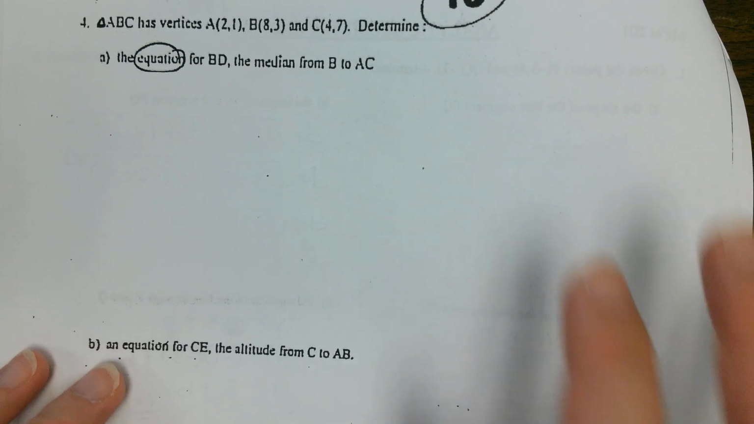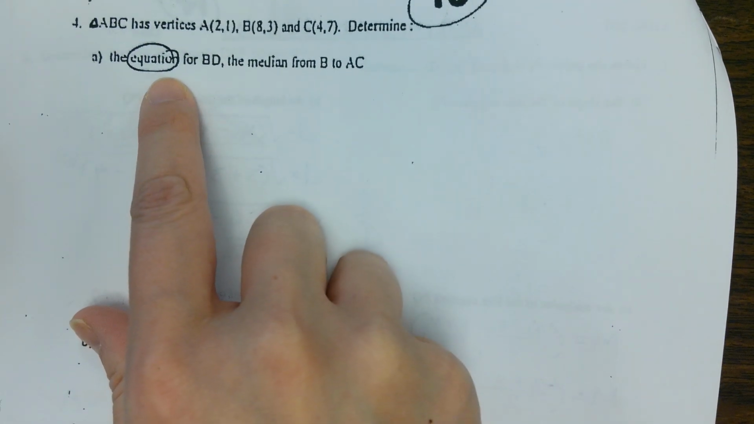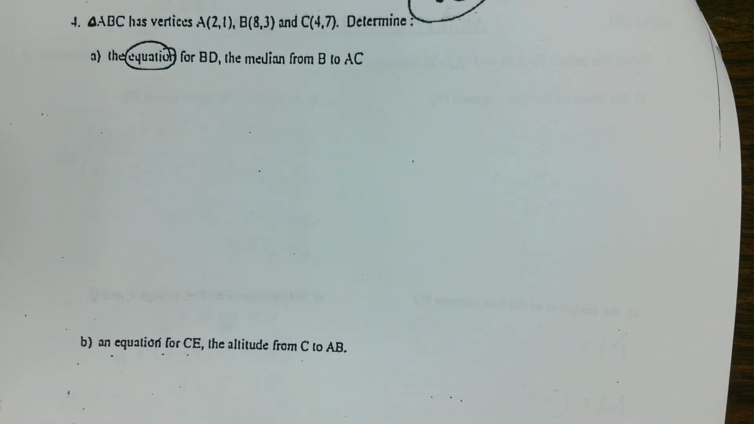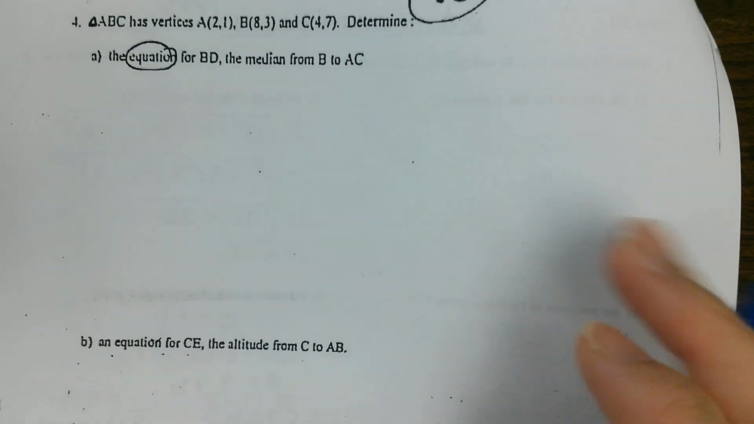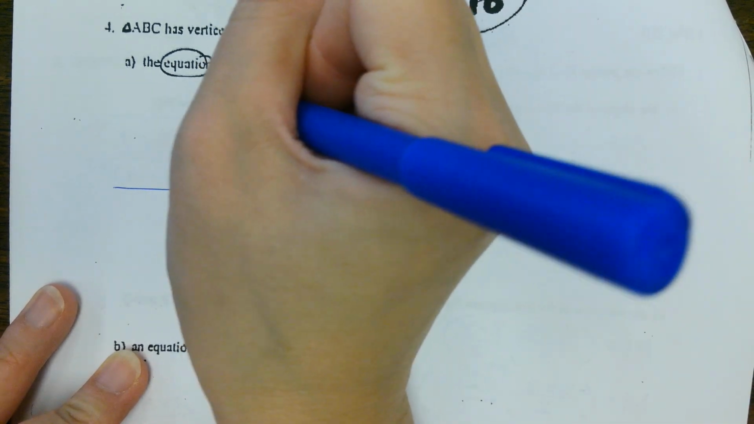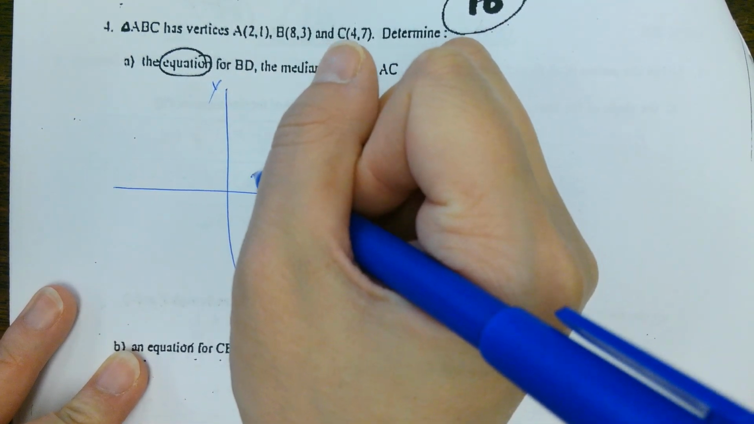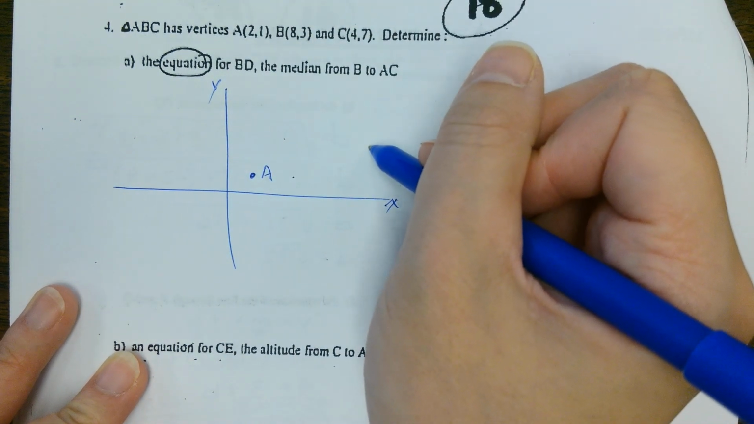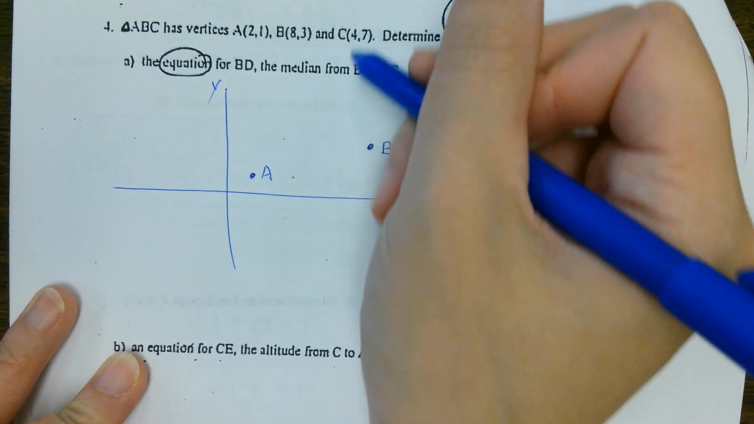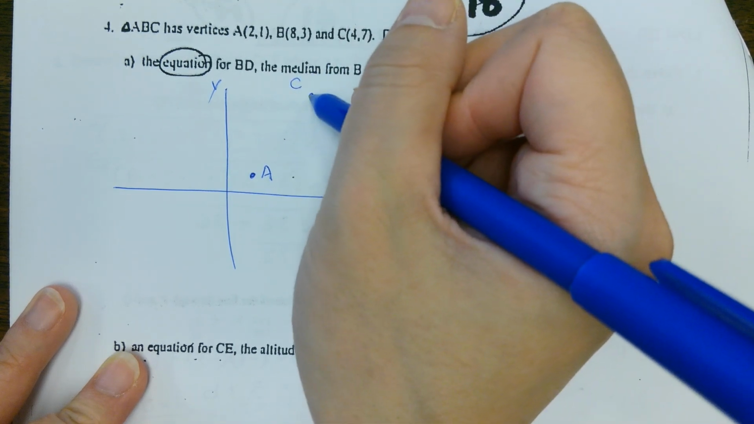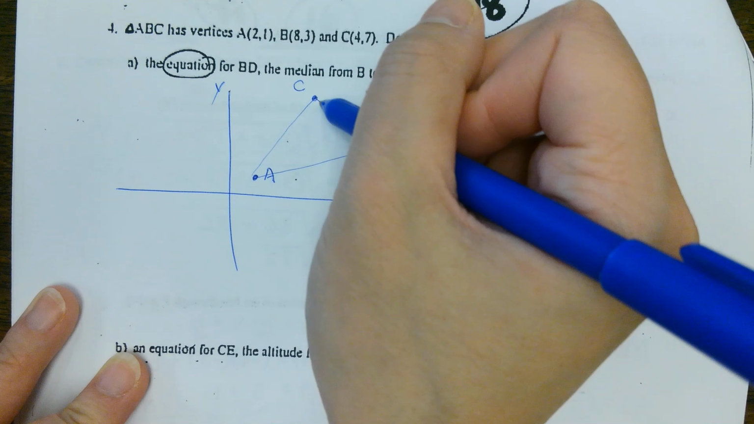Okay, on the back right here: triangle ABC, determine the equation for BD, the median from B. I'll just draw the diagram. I won't actually solve it. Just a quick sketch on X, Y axes: (2, 1), that's A. (8, 3), that's B. And then (4, 7), that's C. So there's my triangle.